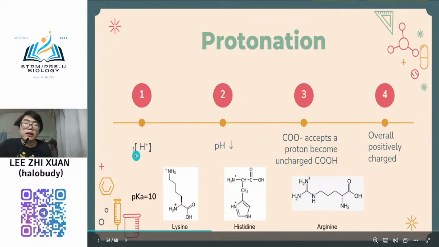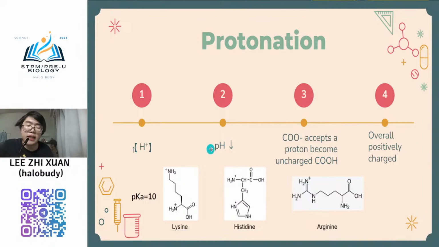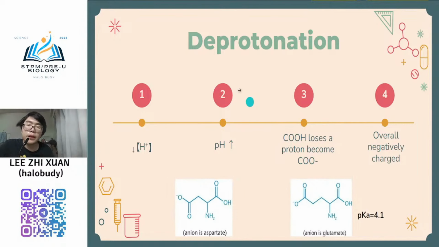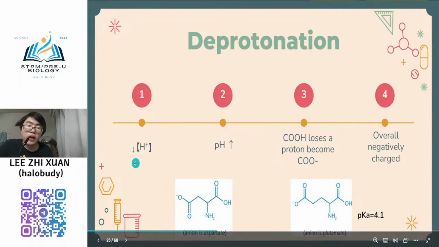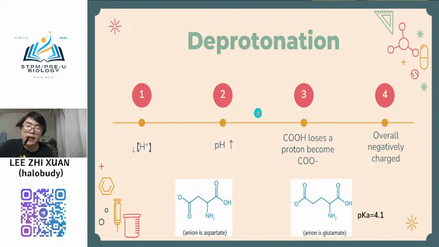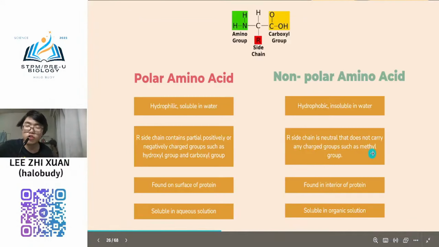So normally when your hydrogen ion is very high, meaning your pH has dropped, your carboxyl group will accept the proton to become uncharged COOH. So your overall charge will be positive. Compared to deprotonation, where your hydrogen ion is very low and pH is high, your carboxyl group will lose the proton to become COO negative, so your overall charge will become negative.